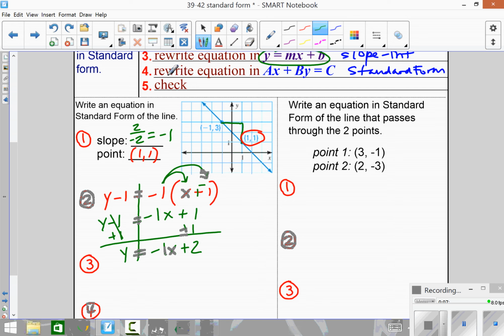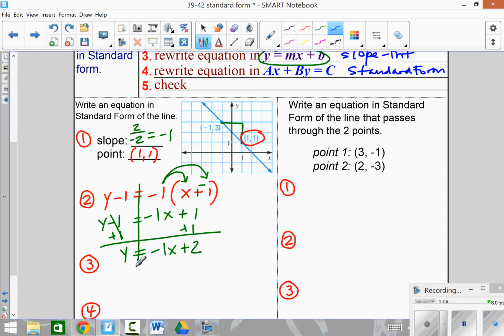Fourth step. Now let's rewrite our equation in standard form, ax plus by equals c. So basically what I'm asking you to do is get the x and the y on the same side of the equal sign. That's basically what standard form is. So currently the x and y are on separate sides of the equal sign. Our main goal is, there's only one step in this. Let's move this x over to the left side so the x and y are together, and we'll leave the other number on its own side here.